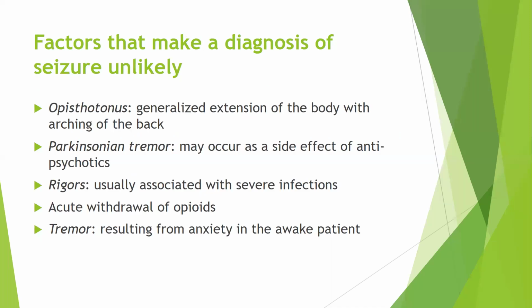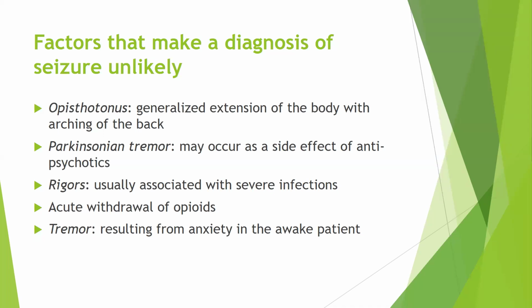There are some factors that make a diagnosis of seizure very unlikely. So, opisthotonic posture with generalized extension of the body with arching of the back. When you see that posture, seizure is unlikely, it's not a seizure. Some of our elderly patients in the ICU can have Parkinsonian tremor. A lot of times we use antipsychotics, haloperidol, and all that to treat agitation and delirium. They may actually come down with Parkinsonian tremor. So you need to be sure that this is Parkinsonian tremor and not seizure.